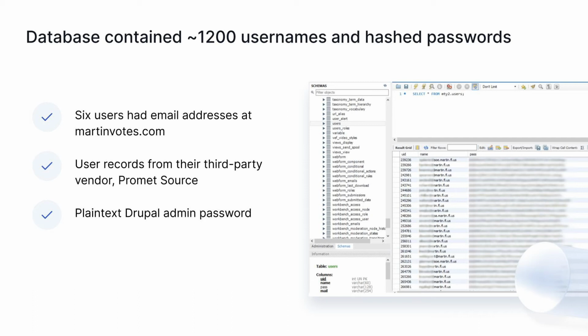operations. Notably, 6 of the users had email addresses at martinvotes.com, the official website for the Martin County Supervisor of Elections. Also of note were users with email addresses for Martin County's IT vendors, mainly a company called Promet Source. In addition to the hashed passwords for users, the database also contained a plain text password for the Drupal admin account. One question raised by the user accounts here is the degree of access that Promet Source developers, and possibly other vendors, have to Martin County's website.